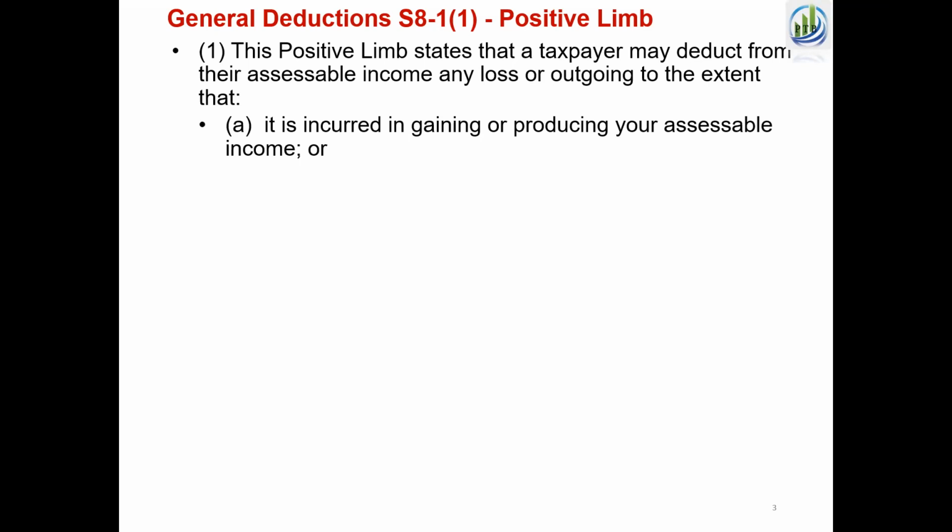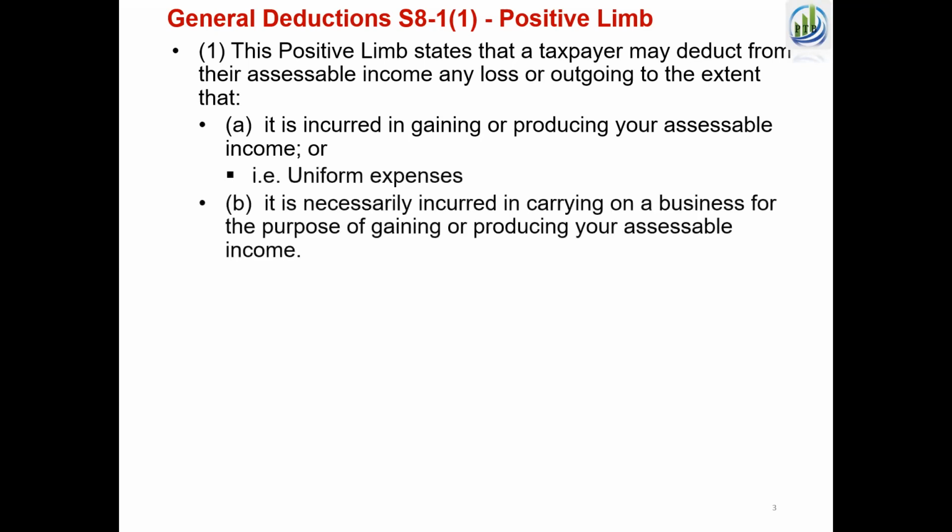You're doing some higher studies to improve your skills and knowledge to support your current work or improve your income from current work. That will be deductible under self education. You may use your phone or internet for work purposes. That will be deductible under work related items. So anything connected with your assessable income, the expenses related to your assessable income, is deductible. So very open. Second part, if it is necessary for carrying on a business, that expense will be deductible.